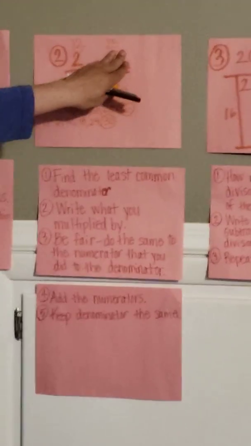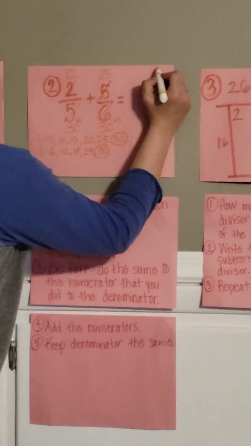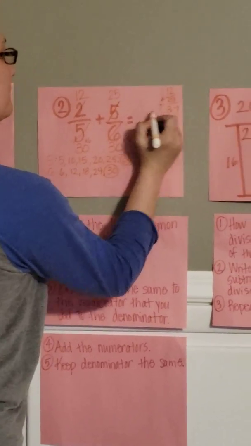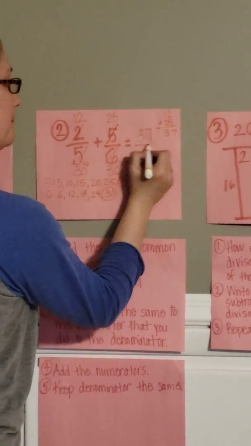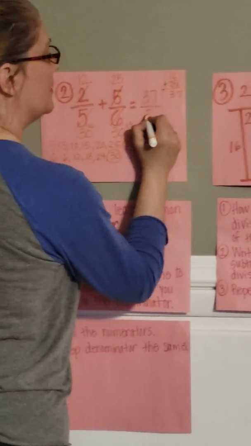Add the numerators straight away, straight across, 12 plus 25. If you can't do it in your head, then write it up and down. It is 37. My denominator stays the same, 30.